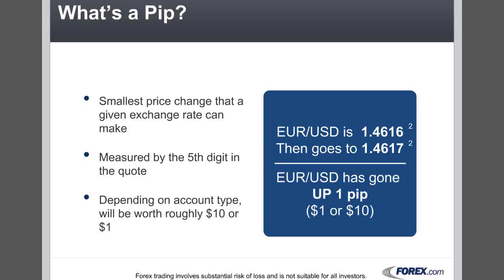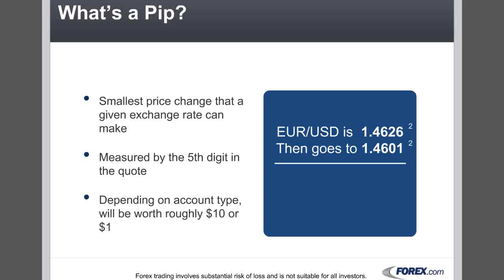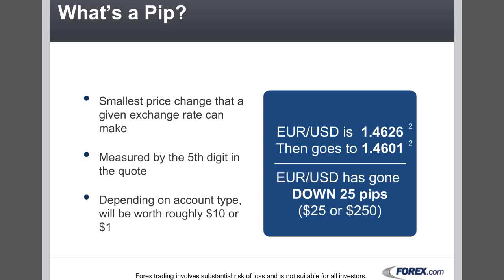Now let's look at another example here. And this time, let's say that euro dollar is at 1.4626.2, and then let's say that it goes to 1.4601.2. So in this example, we can see that euro dollar went the other way. It went down 25 pips. So if we're trading a mini account, that 25 pip movement is going to represent approximately $25 to us. If we're trading a standard account, that 25 pip movement is going to represent approximately $250 to us.